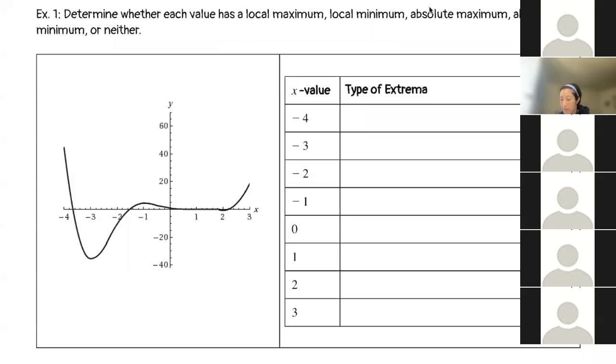And so I'm wondering if someone can maybe type into the chat what they think this phrase in particular means, absolute maximum. All right, so give that a thought in your brain, what does an absolute maximum mean? All right, we've got one idea here that is the highest point on the graph. All right, I would agree with that. An absolute maximum is talking about the highest point on the whole graph.